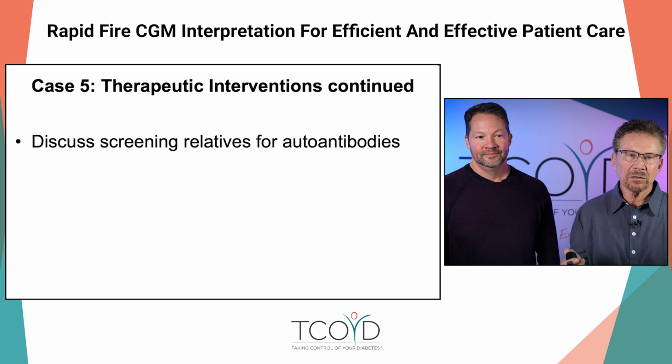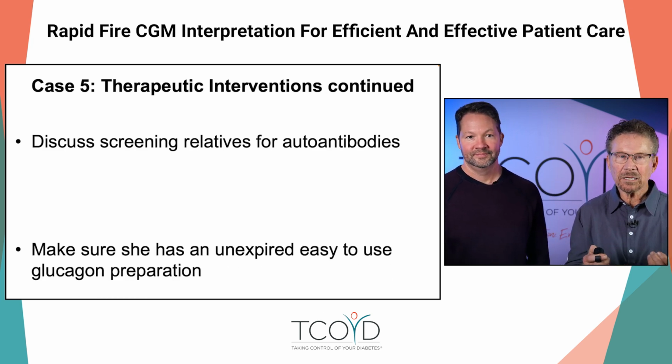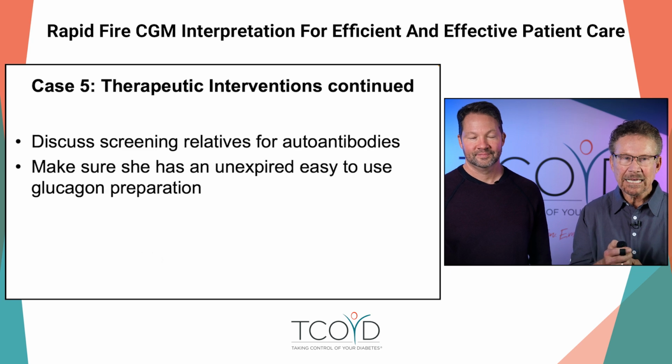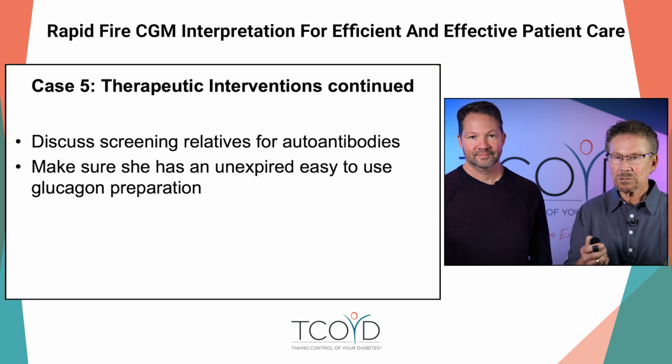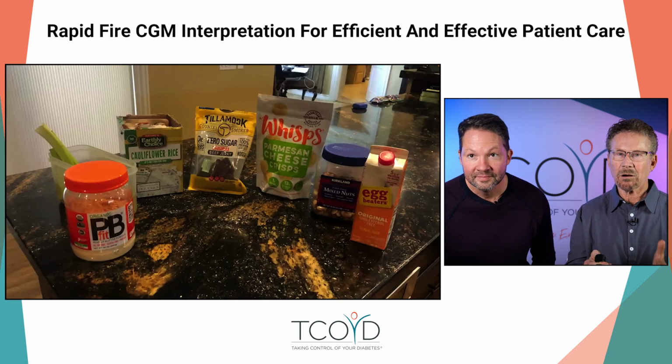Okay, so what did I do? Discuss screening relatives for autoantibodies in addition to the prior ones. Suggestions: make sure she has an unexpired, easy to use glucagon preparation. This is just a picture of my kitchen of low carb snacks.